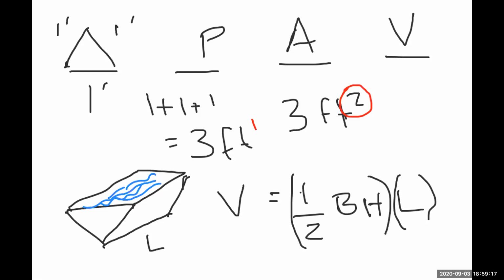Okay, there's the area times the length is volume. So if we said that for this example, the height would be this distance, the base would be this distance, and the length would be this distance. Okay. Let's make that a different color.